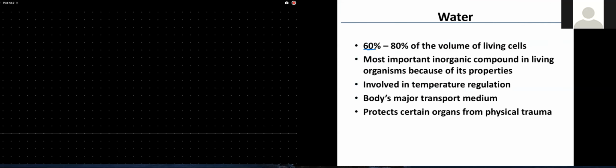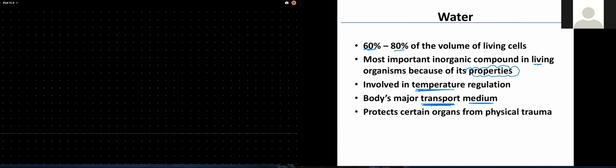Water is going to be representing 60 to 80% of the volume of the living cells. Most important inorganic compound in living organisms because of its properties. It acts to regulate the temperature, and it's going to be acting as a major transport medium in the body. So in order for me to carry on any chemical reaction, the medium where this chemical reaction is going to be taking place is going to be the water. In order for me to transport gases in and out of the cells, I need water, and so on.